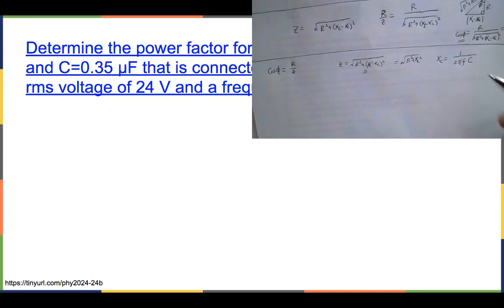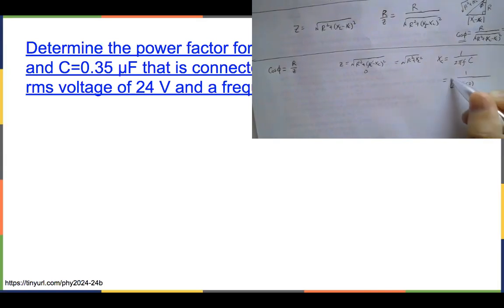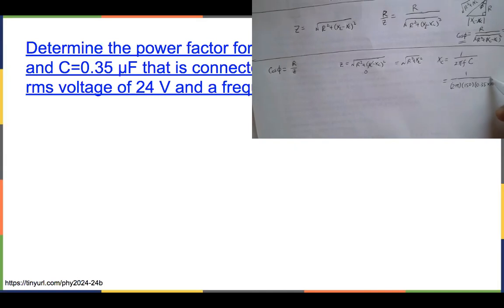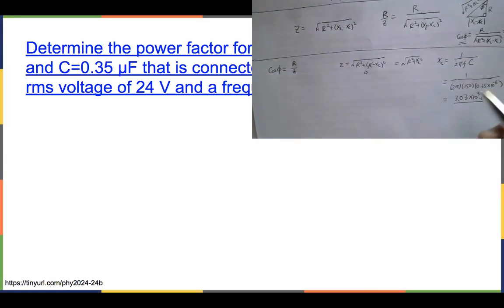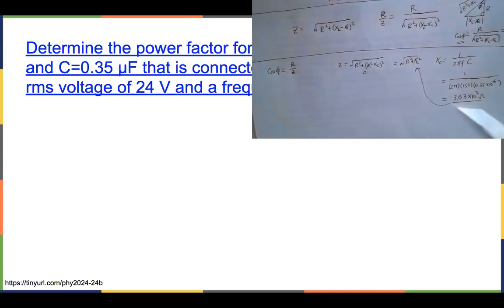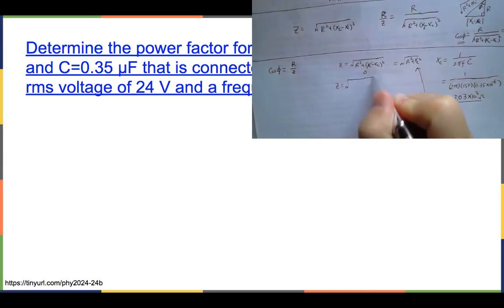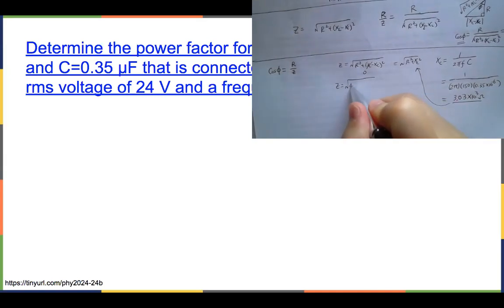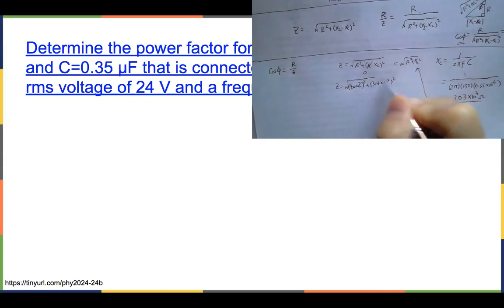So you just plug in the numbers: 1 over 2 pi, the frequency 150 hertz. If you have everything in SI units, you can leave the units out. Times 0.35 times 10 to the minus 6 farad. It gives you 3.03 times 10 to the 3 ohms. That's XC. Now you put XC in here to figure out your Z. So Z is equal to the square root of 4.0 times 10 to the 3 squared plus 3.03 times 10 to the 3 squared. This gives you 5.0 times 10 to the 3 ohms.